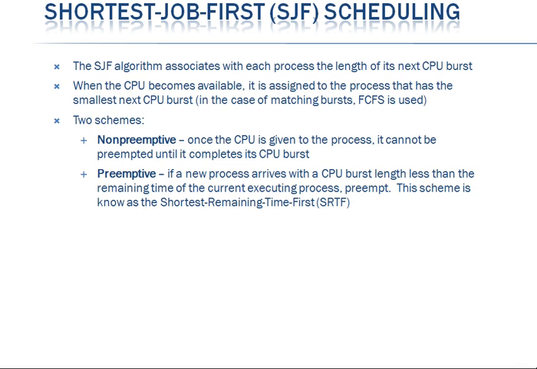So in case of FCFS, whichever process comes, the CPU will be allocated to that process. But now here we will examine the CPU burst of the processes, find the process with the smallest CPU burst, and allocate the processor to it. Now there are two schemes here in SJF.